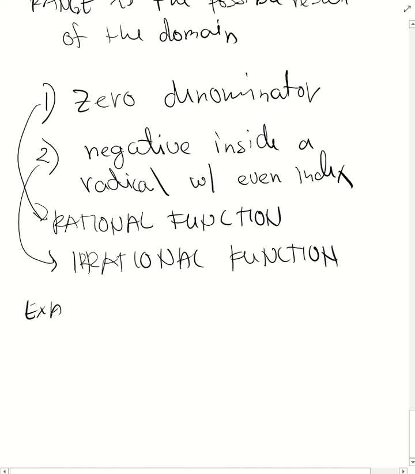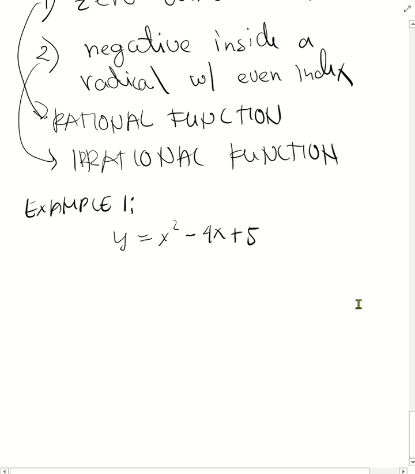So example, determine the domain and range of y is equal to x squared minus 4x plus 5. So what is the domain and range of this function? Solution. For the domain, first, let us look at what type of function this is. It's a quadratic polynomial function, and it's not rational. It's not irrational. So we can conclude that this function has no restriction to its domain. The possible values for the input x are all real numbers. So this means x can be all real numbers. The domain is all real numbers.